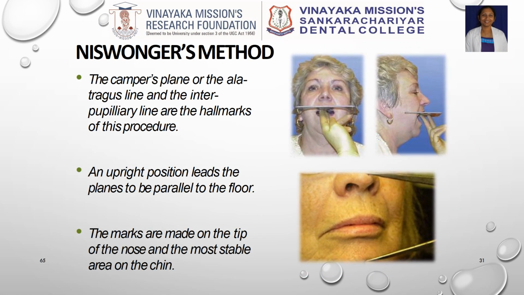Niswonger's method. This is a method which is usually carried out during our clinical procedure. Here, the camper's line or the ala-tragal line and the interpupillary line are the hallmark in this procedure. The patient should be asked to sit in an upright position so that the occlusal planes are parallel to the floor. The markings are done on the tip of the nose and in the stable area of the chin.